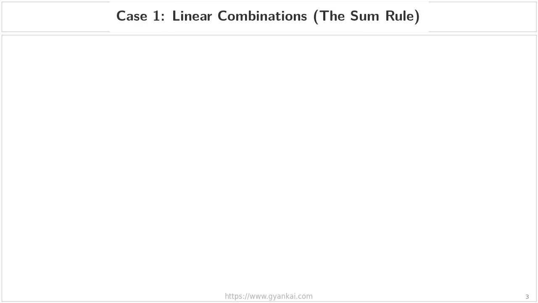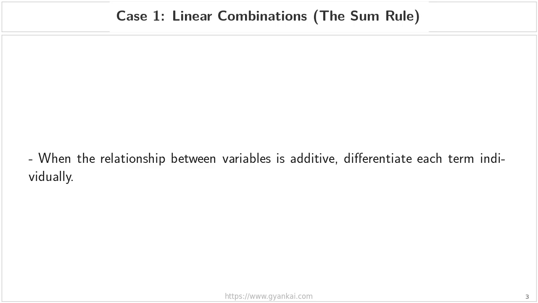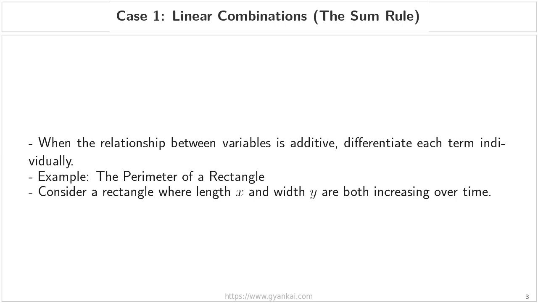Case 1. Linear combinations, the sum rule. Now that we have established the general process for solving these problems, let's move on to our first scenario, linear combinations, where we utilize the sum rule. When the mathematical relationship between your variables is additive, meaning the variables are added together, you can simply differentiate each term individually. To illustrate this, let's look at the example of the perimeter of a rectangle.